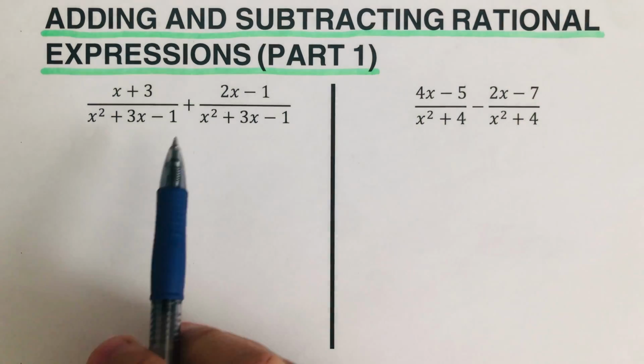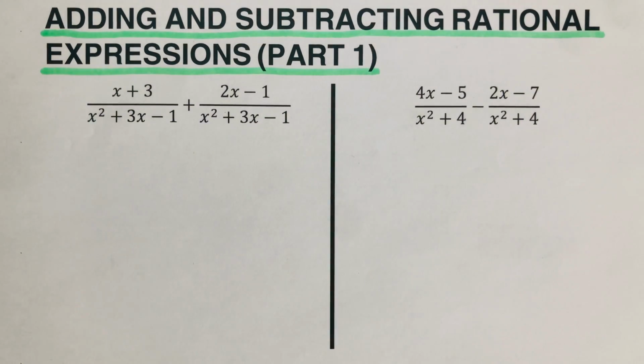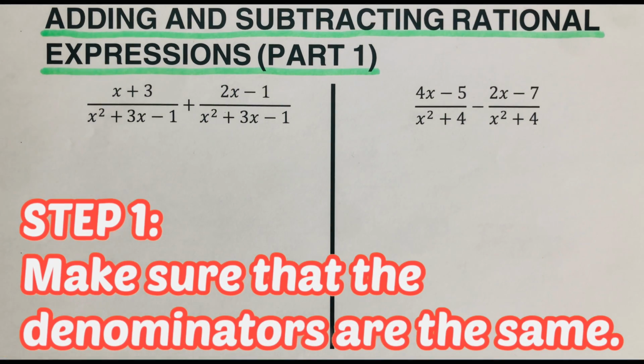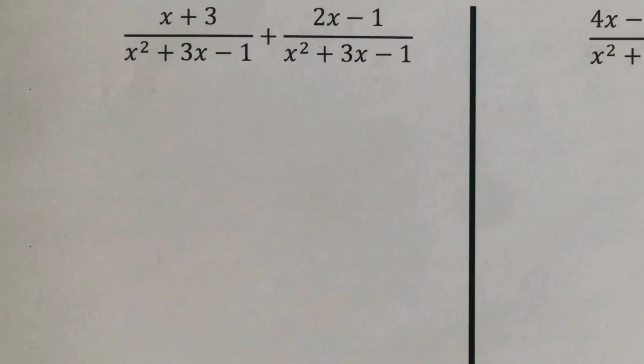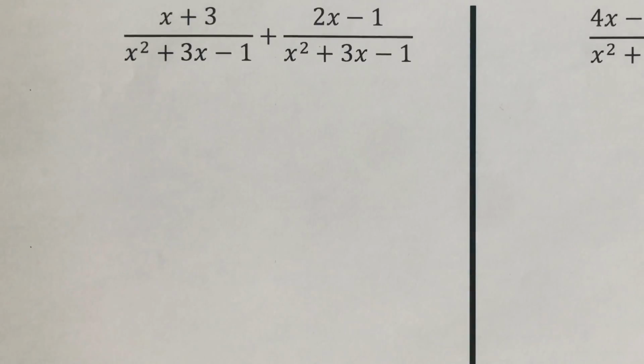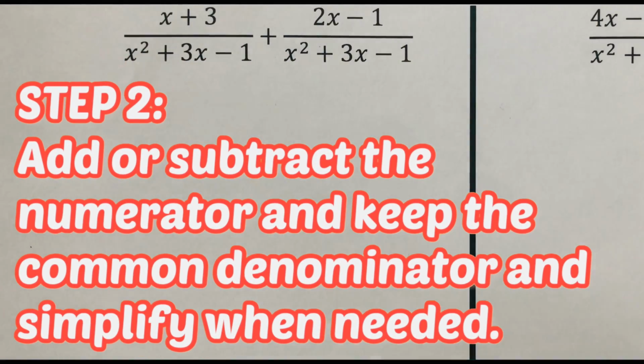In order to add and subtract these rational expressions right here, we need to follow some steps. The first step is to make sure that their denominators are the same. So we can only add fractions if their denominators are the same. Looking at this first example, we can see that their denominators are the same, so we are good. We're ready to move on to the second step. The second step is to add or subtract the numerators, keep the common denominator, and simplify.